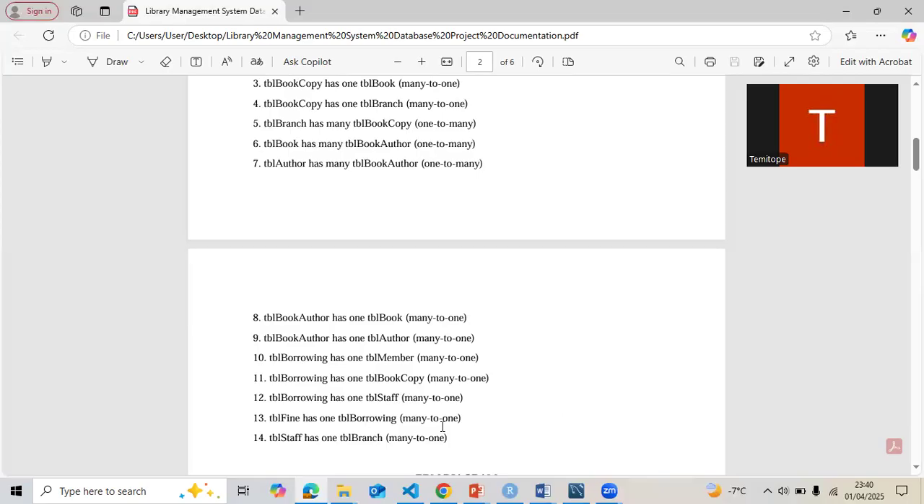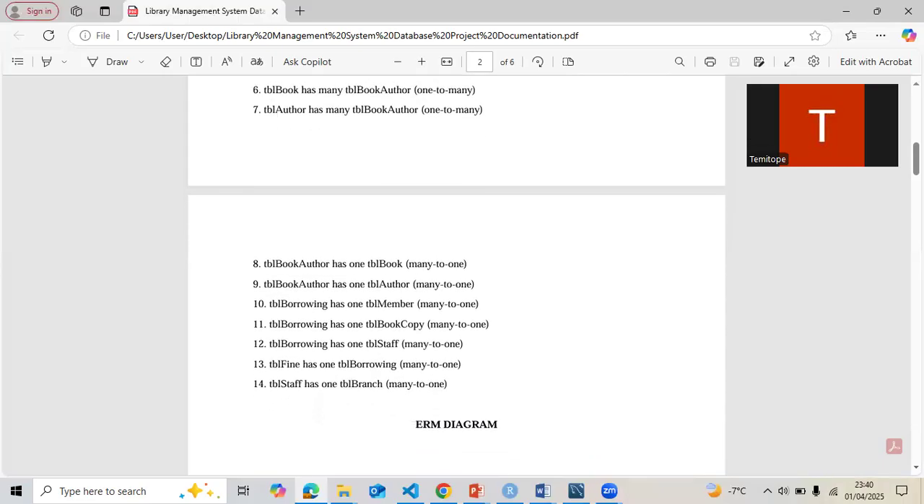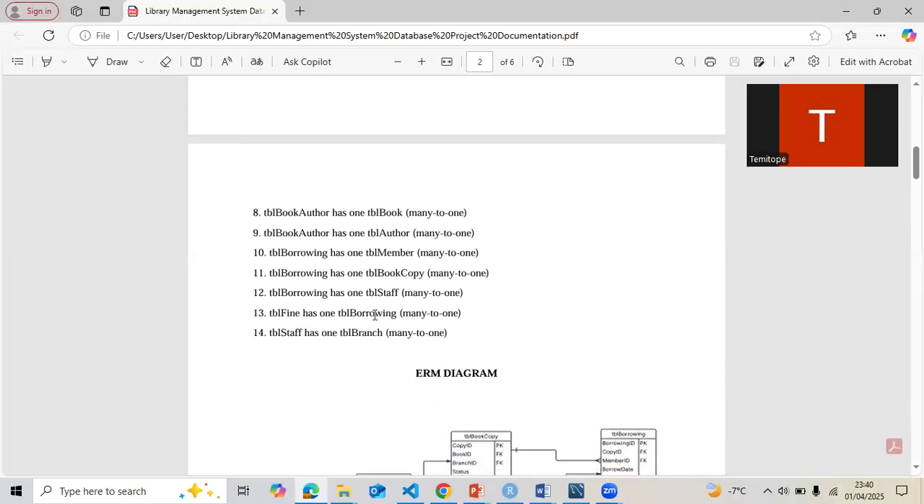Then fine has a many to one relationship with the borrowing table. The reason is that if you default in returning the books, you will be fined a particular penalty. So that's the many to one relationship.